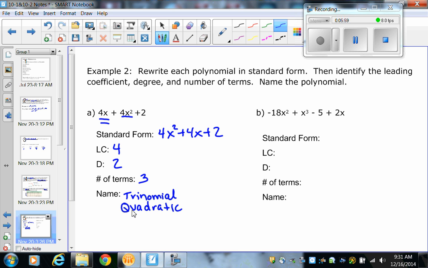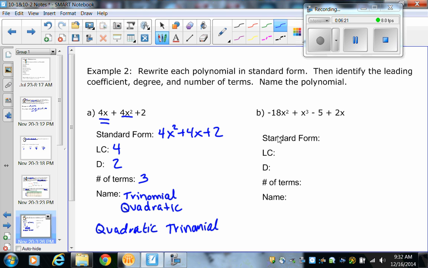Now, it sounds kind of funny to call it a trinomial quadratic. So typically, what you will see written is a quadratic trinomial. But the main thing is that you have both parts.